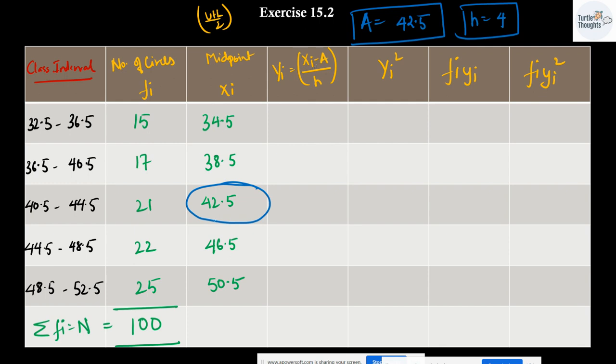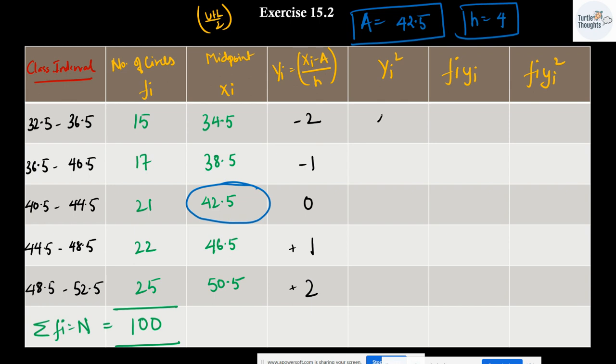So 34.5 minus 42.5 divided by 4, minus 8 divided by 4, I will be getting the value as minus 2. 38.5 minus 42.5 is going to be minus 4. Minus 4 divided by 4, it is going to be minus 1. 42.5 minus 42.5 is going to be 0. So I can take as 0. 46.5 minus 42.5 is going to be 4. 4 divided by 4 is going to be 1. Again, it is going to be the mirror image. So you can just write plus 1 and plus 2.